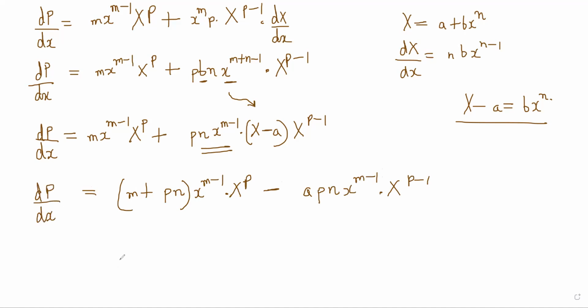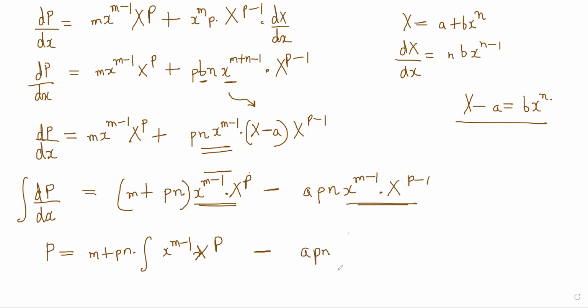And now you can easily say that integrating this, notice that in both the expressions, you have small x power m minus 1 and capital X power was changing. It was p and p minus 1 here. Now you just integrate this, you will get P is equal to (m + pn) times the integral of x^(m-1) X^p, minus apn times the integral of x^(m-1) X^(p-1), right?